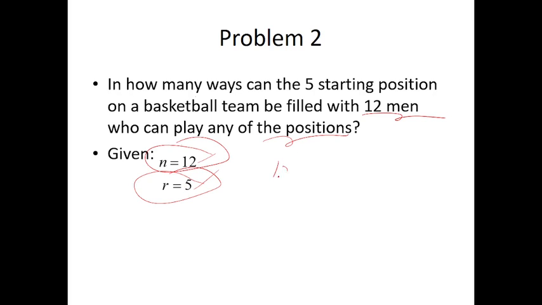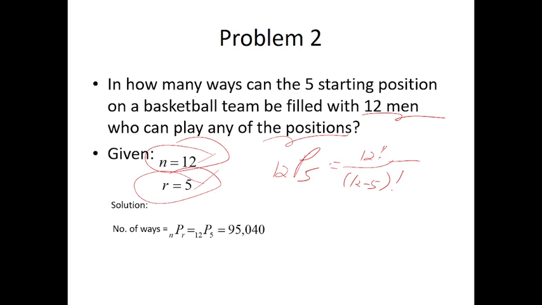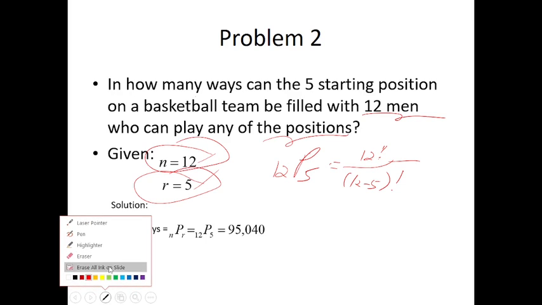So, sabihin, 12, taken 5 at a time. Permutation of 12 men, taken 5 men at a time. Okay? So, 12 factorial over 12 minus 5 factorial. No? So, ang shortcut niyan ay 95,040. So, those are the number of ways, 95,040.